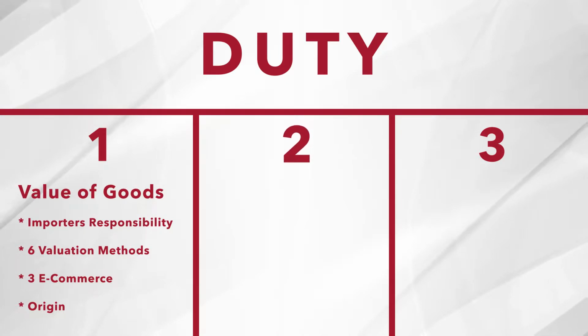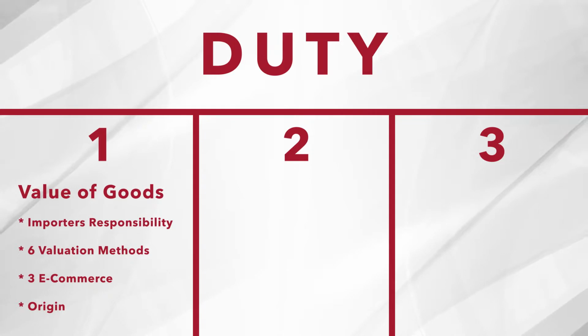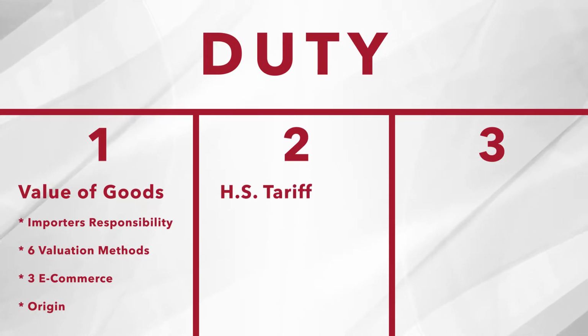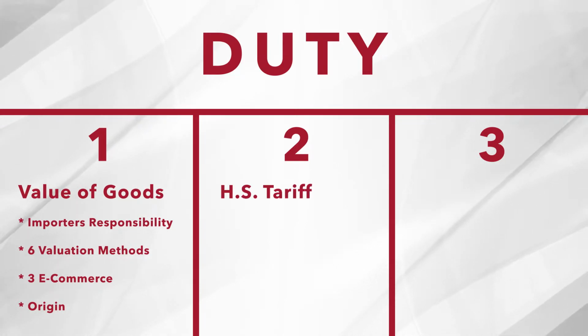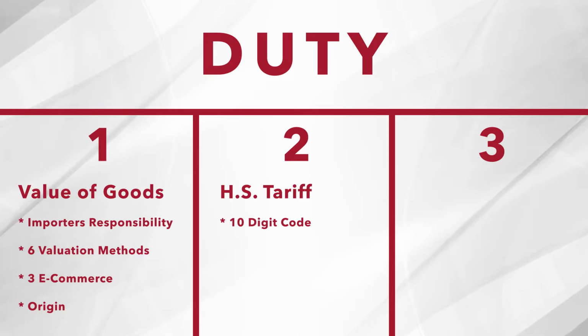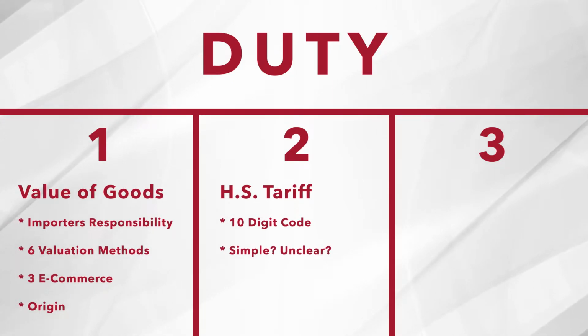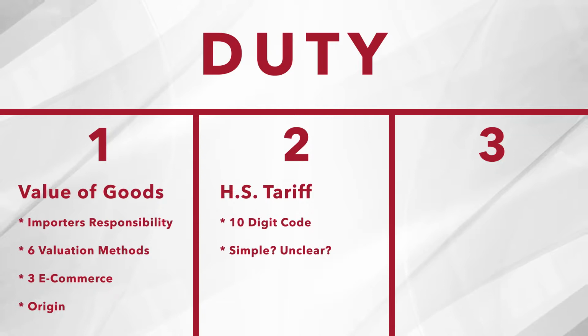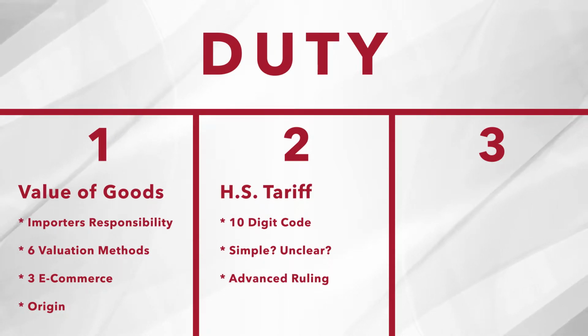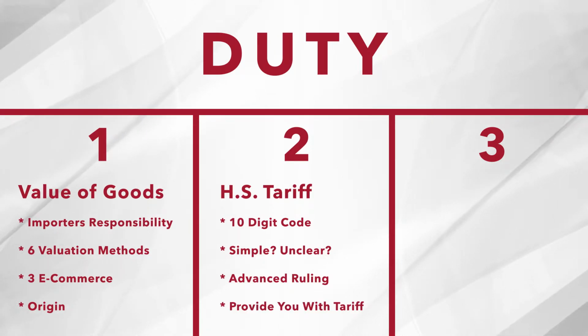The second factor is determining the rate of duty from the product's HS tariff classification. Every commodity that clears through customs will have a specific 10-digit HS tariff code. With some products, the HS tariff code will be simple to determine. With other products, the tariff code will be unclear. When an importer is uncertain of what tariff code to apply, the best practice is to apply for an advance ruling from customs. Customs will then review the commodity and provide you with the applicable tariff.